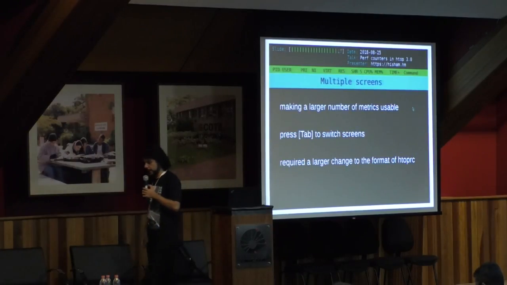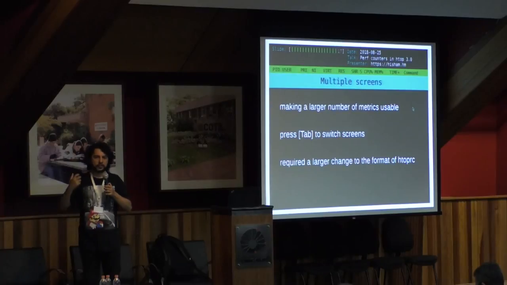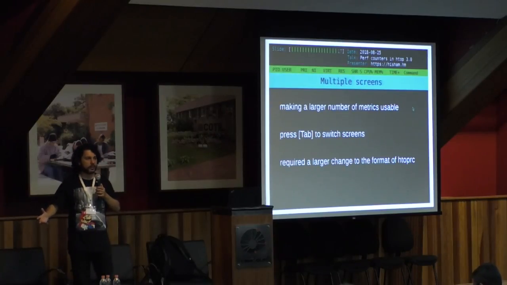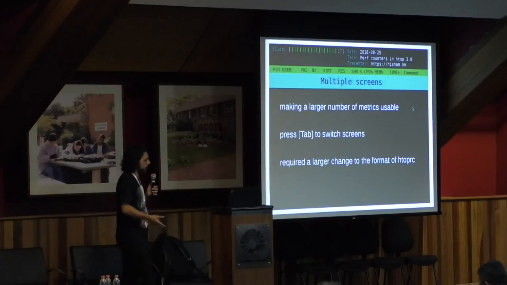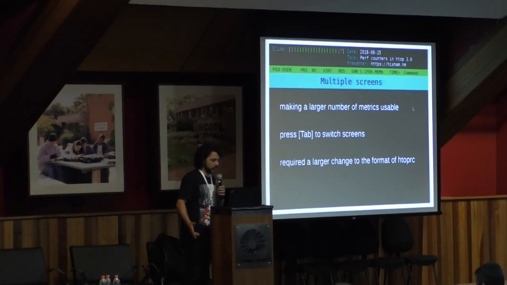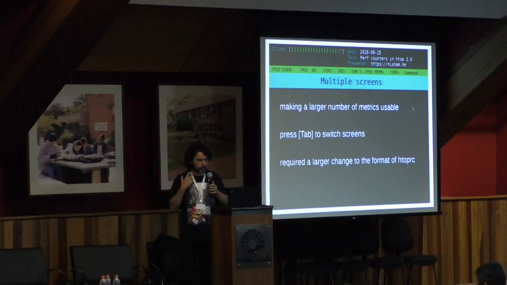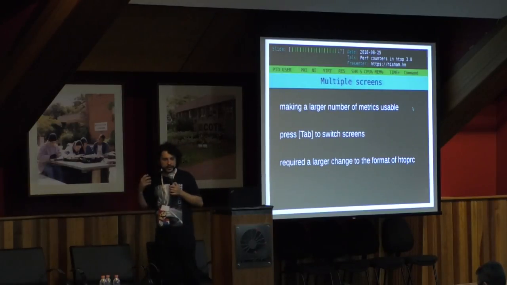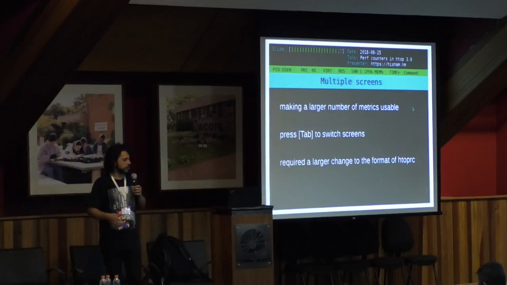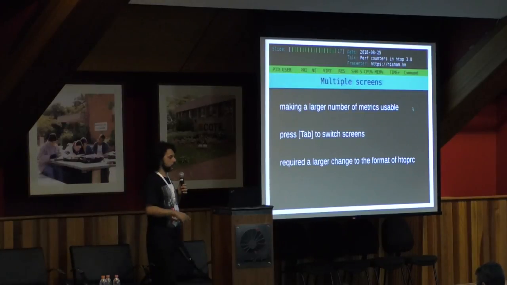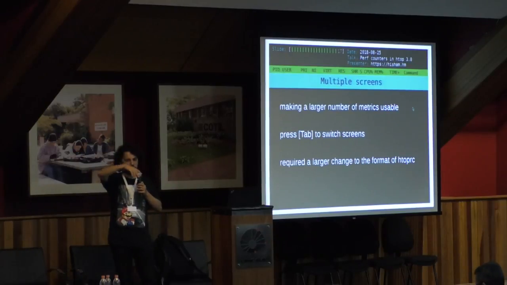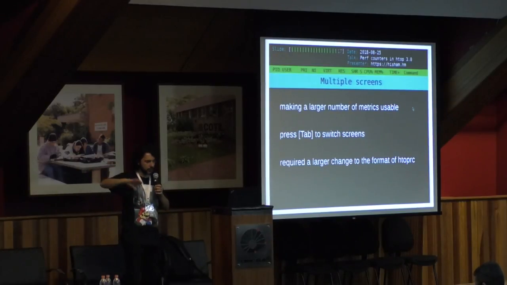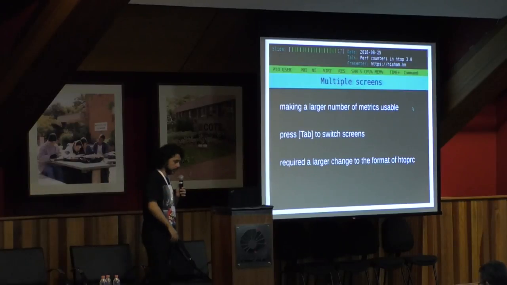Talking to the kernel and doing the low-level programming part is all fun and games, but to get a usable program, the user experience matters a lot. So to make the larger number of metrics usable, the next step was adding support for multiple screens. I called them screens in the implementation, so I'll just call them tabs. The new version of htop is in the branch called next. You have master with the 2.x version, and the next branch is where all of this currently lives.